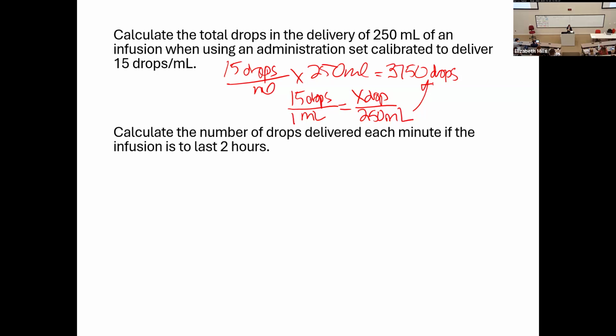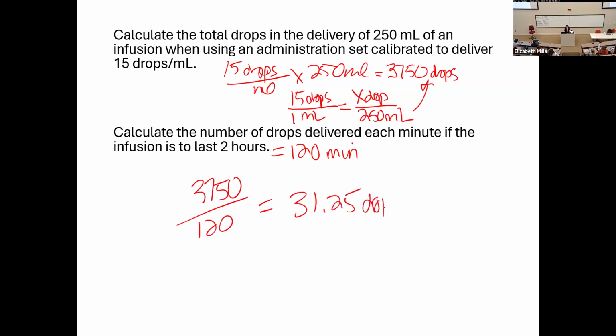Okay. Then how did you determine how many drops will be delivered each minute if the infusion is to last 2 hours? So how many minutes is 2 hours? Okay. And then what did you do with that number? Divide it into what'd you get? Okay, and that's drops per minute, because this is minutes, this is drops.